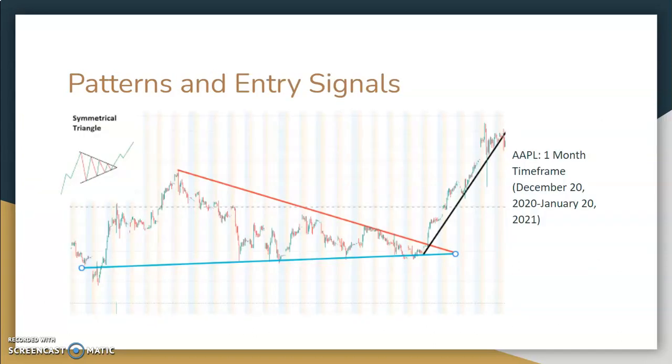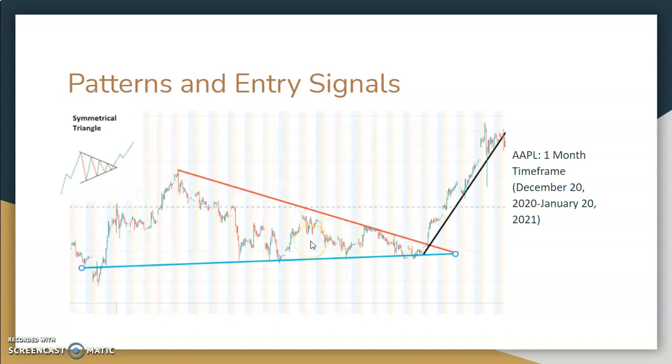Next, patterns are used to predict the general direction a price will move, while entry points tell you the best point to buy in order to maximize profits. Here we have the 1-month chart of Apple. And as you can see in this time frame, Apple forms a very nice symmetrical triangle pattern.